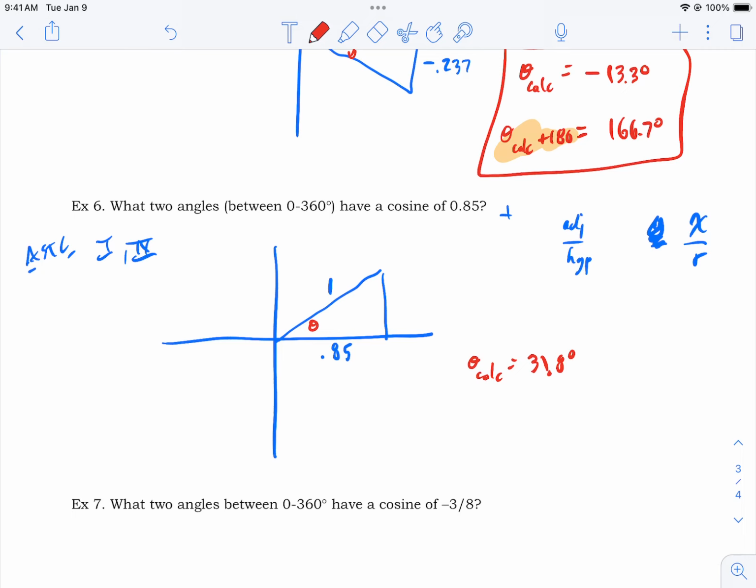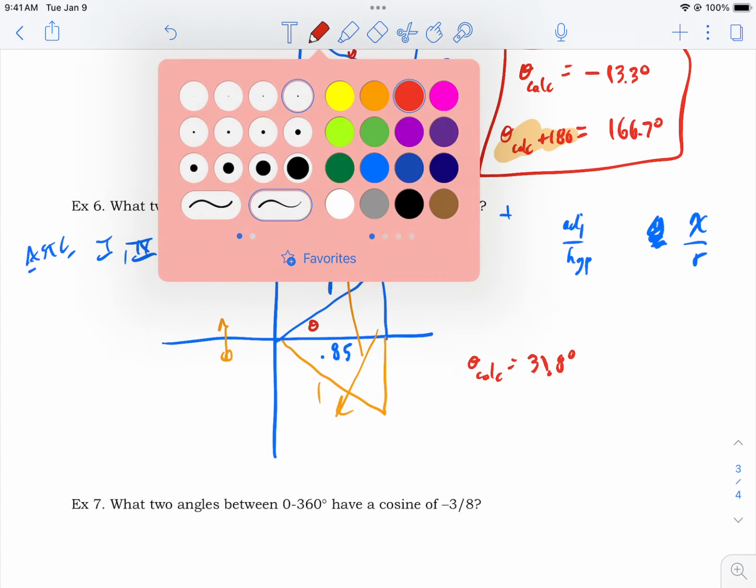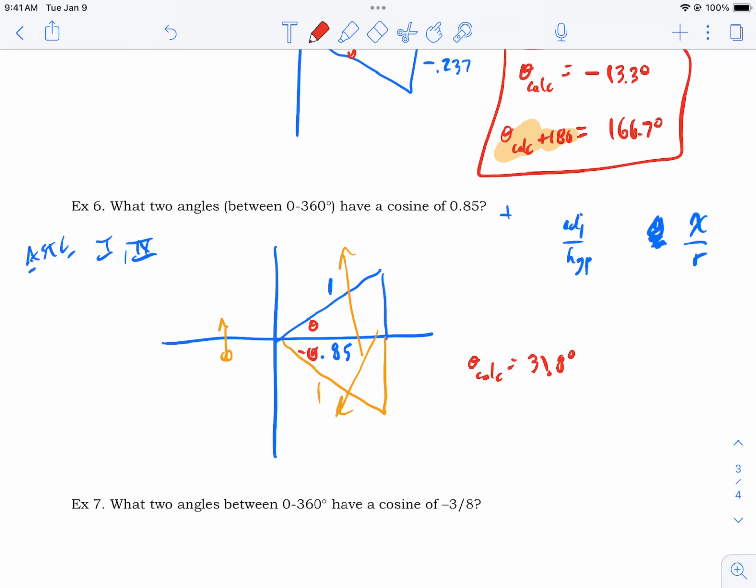Okay, that's one answer. And the other answer is going to be in the fourth quadrant. So let's try to draw a triangle in the fourth quadrant that would have the same x over r. What you actually do is flip it down like this. That's a reflection across the x-axis, up down. If that's theta, I think you can tell just by looking at it, this would have to be negative theta, right? It's the same angle, it's just one's positive, one's negative. So also negative theta calc, or negative 31.8 degrees.